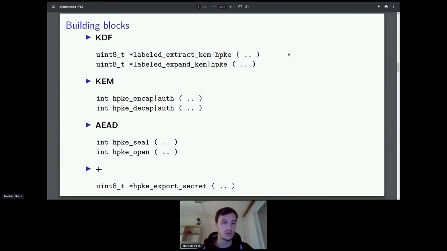The key encapsulation comes with encapsulation and decapsulation, and there are two different versions for the basic and the authenticated mode. The AEAD comes with seal and open, one for encryption and the other for the decryption of the message. And there is one more, exporting the secret, which I said if we need to use bidirectional or any other reason, we can export the secret from the context and use it.